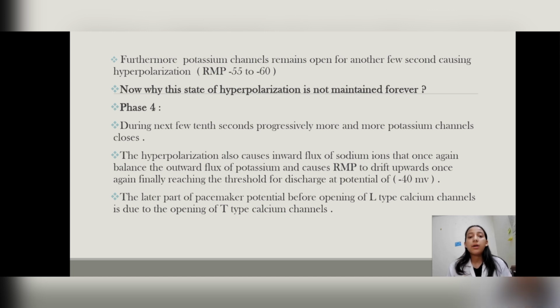और अब अगर थ्रेशोल्ड पे रीच हो गया एक बार तो वो क्या करेगा, एल टाइप कैल्शियम चैनल्स ओपन हो जाएंगे जिसकी वजह से दोबारा से डीपोलराइजेशन स्टार्ट हो जाएगी.